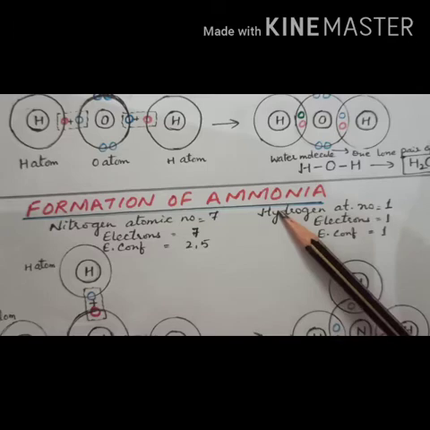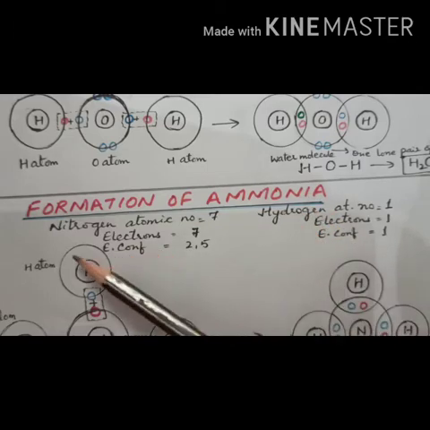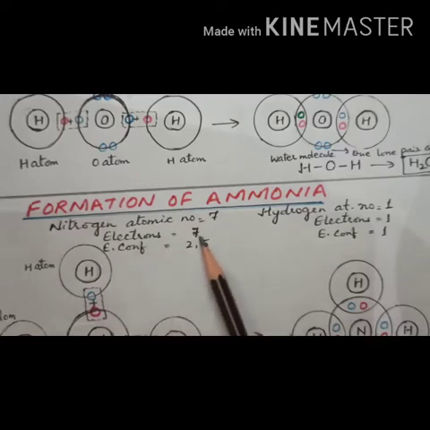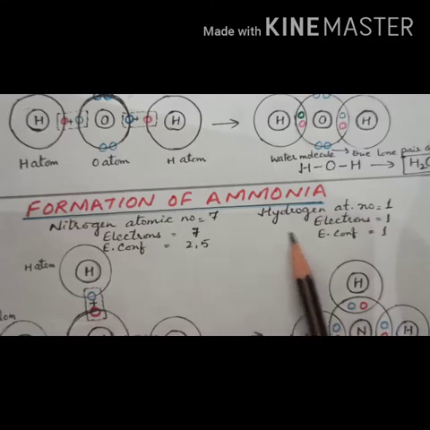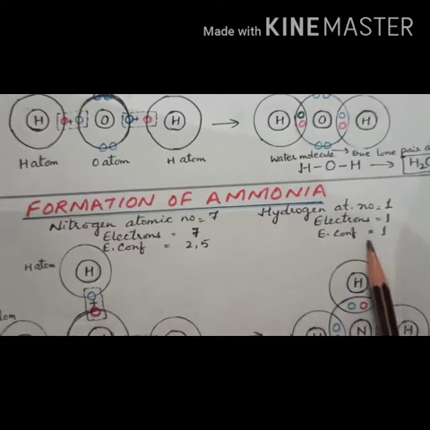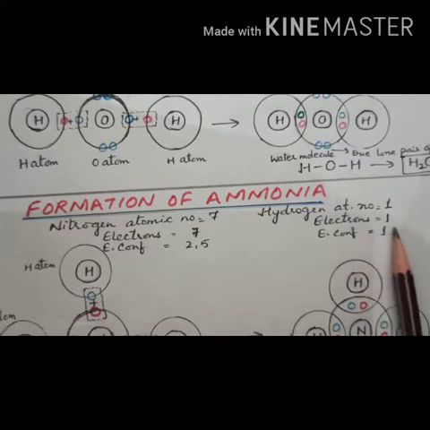Now next is the formation of ammonia. How is the ammonia molecule formed? All of you know in ammonia, nitrogen atomic number is 7. How many electrons are there? 7. Electronic configuration is 2, 5. It needs how many electrons? 3 electrons to get a stable electronic configuration. Right? Next is hydrogen. Hydrogen atomic number is 1. Electrons are 1. Electronic configuration is also 1. It also needs 1 electron to get a stable electronic configuration, just like helium.